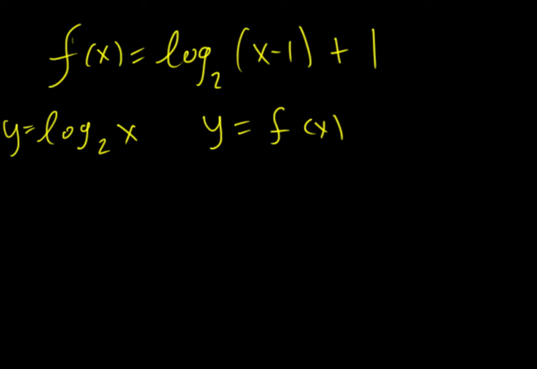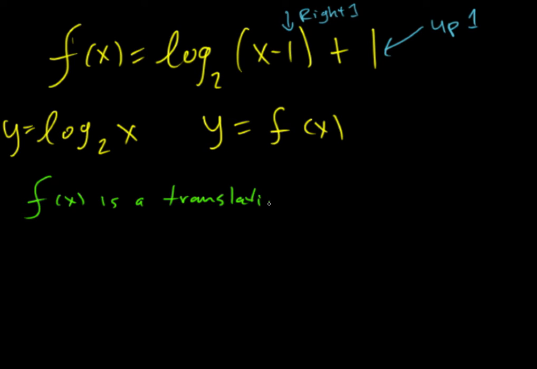Okay, so this is really just some notation. The only thing that's going on is this is going to move us to the right one, and this is going to move us up one. And so when we talk about that, we write it like this: f of x is a translation of y equals log base 2 of x by (1, 1).